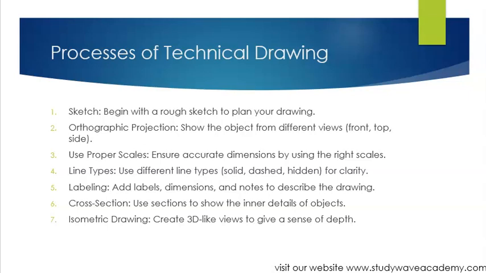Line types. Use different line types for clarity, okay? So you use different line types for different things. Solid lines for edges, dashed lines for hidden parts. It's just like having different symbols on your map, okay?